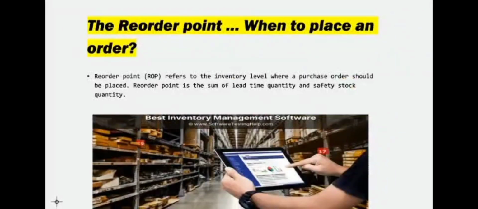The next one is the reorder point, or when to place an order. Reorder point refers to the inventory level where a purchase order should be placed. Reorder point is the sum of lead time quantity and safety stock quantity. The optimum production run is where the sum of setup cost and carrying cost is the same. The unit variable manufacturing cost is not a relevant cost in the analysis of optimum production run.